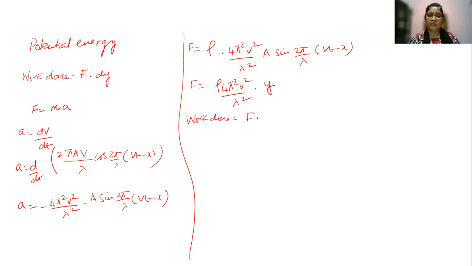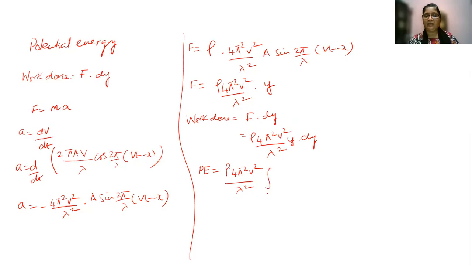So now work done is equal to F into dy. So this is equal to rho 4 pi square v square by lambda square y into dy. This is the work done in moving this. The total work done in displacing it from the mean position, I told you, gives you the potential energy. So to find the potential energy of the wave, I will get it by integrating this. So what will I have? Rho 4 pi square v square by lambda square integral 0 to y of y dy.